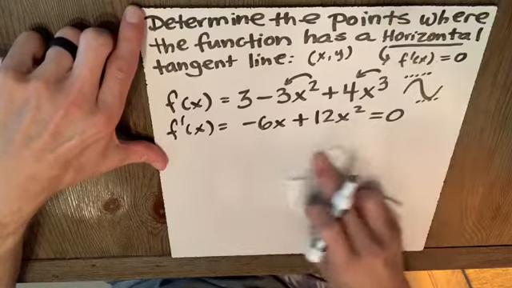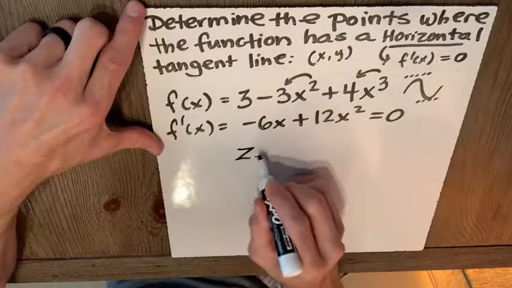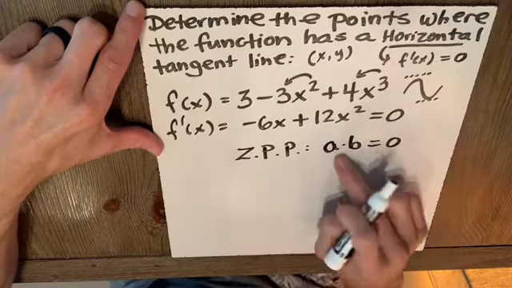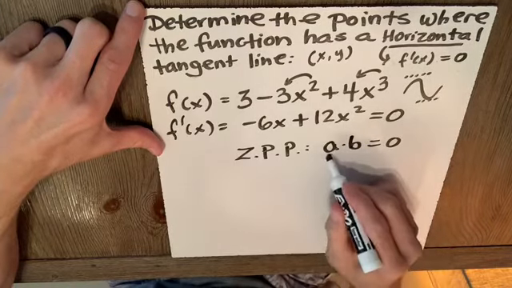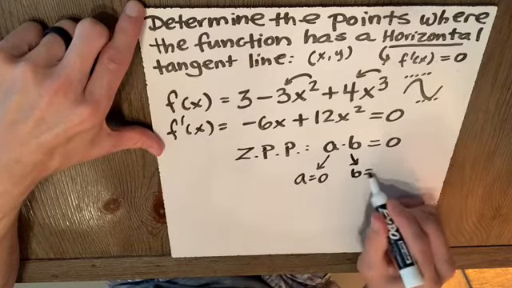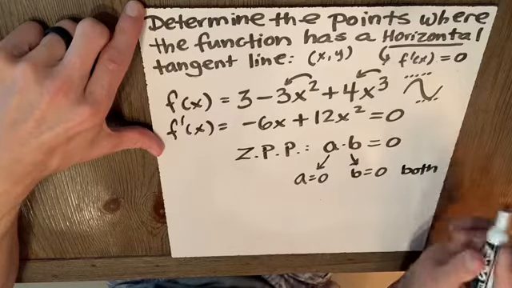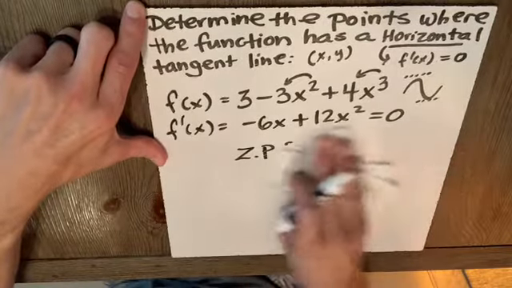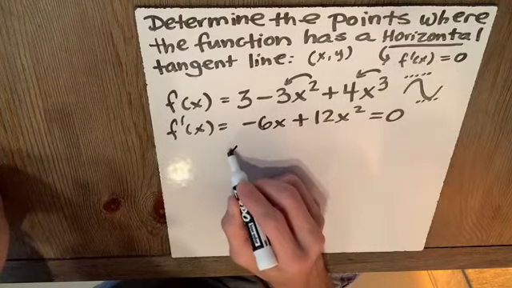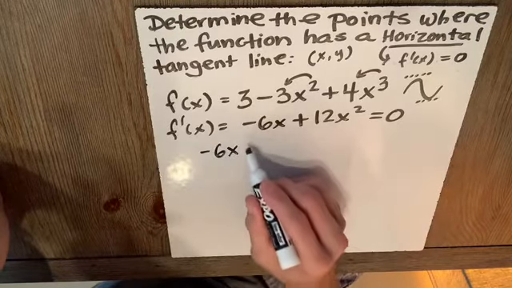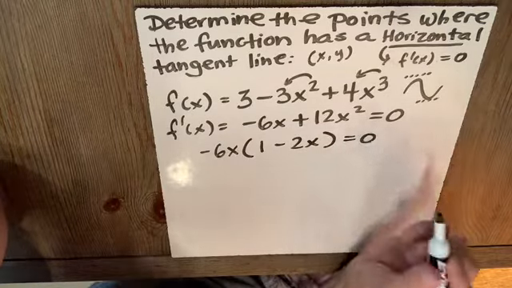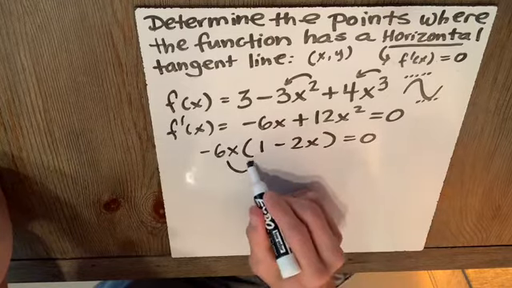A better way to approach this problem is to try to factor and set up the zero product property, which says if A times B equals zero, the product of two factors is zero. Do a little detective work. That means that A must be zero, or B must be zero, or both must be zero. So we can assume both, possibly, are zero, which means our first step here is to factor. Pull out your common factor, which is x, or we could say negative 6x, and we're left with 1 minus 2x equals zero.